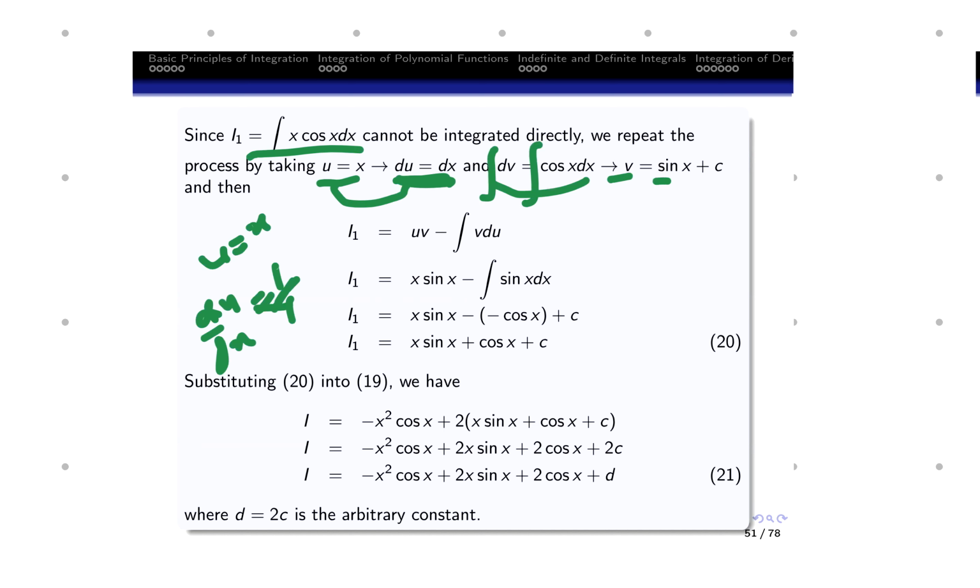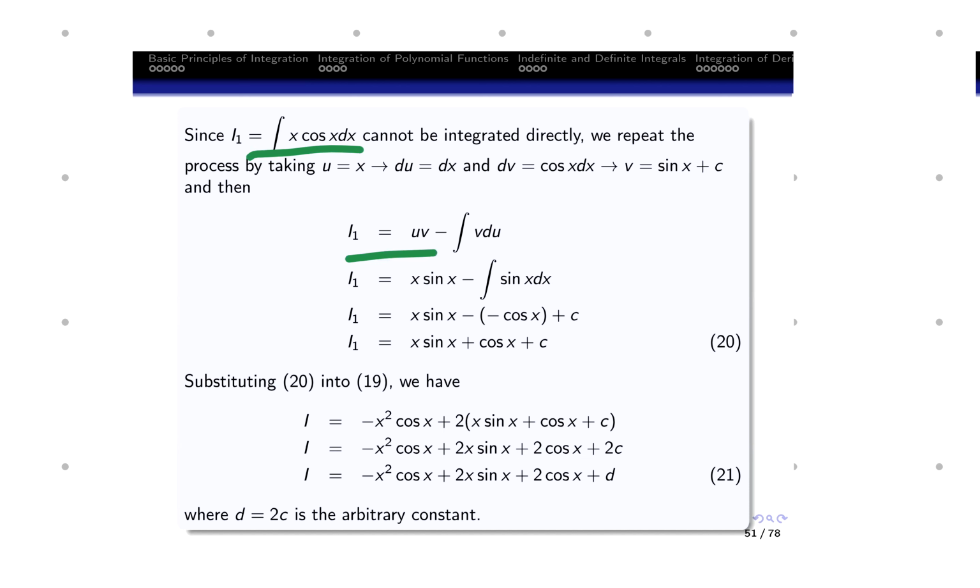All right. So now that you have broken that down again, you go back and say that your I1 is uv minus the integral of v du. So what is u? u is simply x. What is v? v is sine x, as you have here. Then what is du? du is dx. That's a good sign. du is simply dx. And then you have I1 equals x sine x minus the integral of sine x dx. So this is x sine x here.